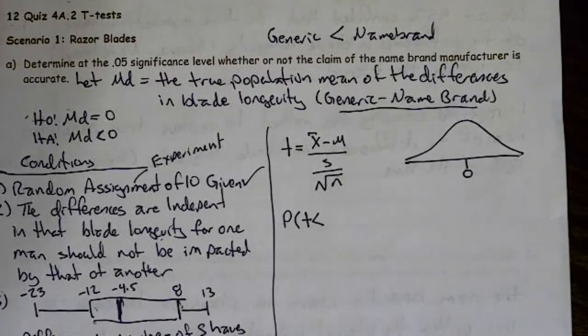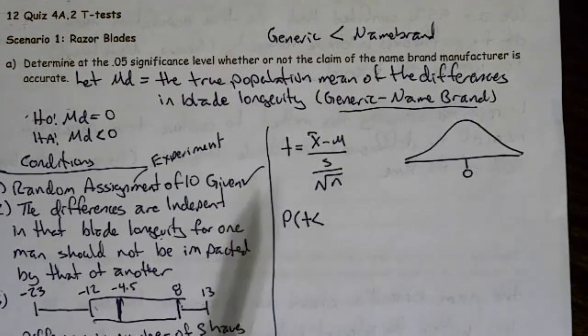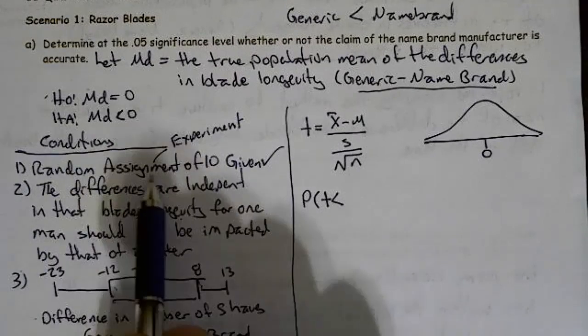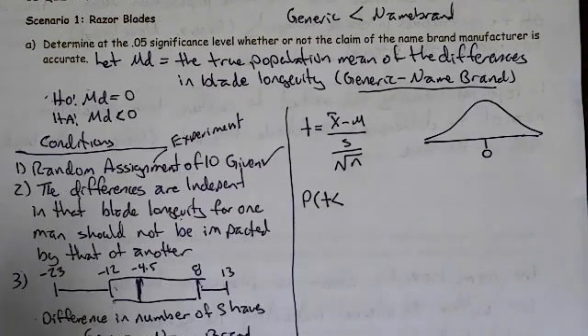The next condition is the n is less than 10%. Well, please remember the n is less than 10% condition is only used for observational studies. If we have random assignment, if we have an experiment, we do not use the n is less than 10% condition.